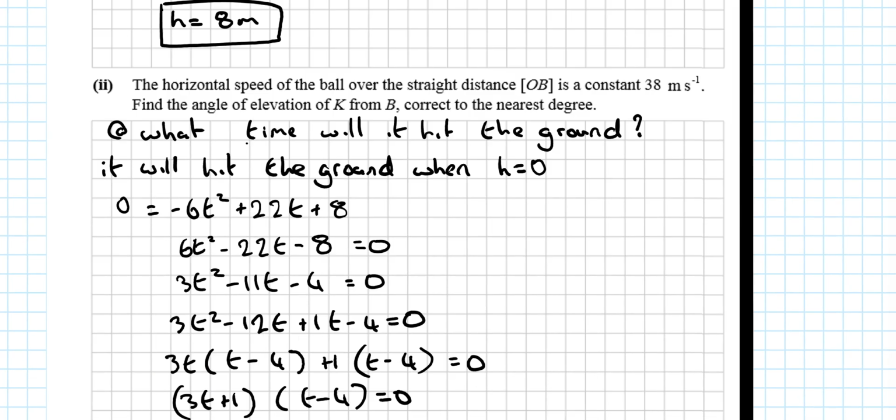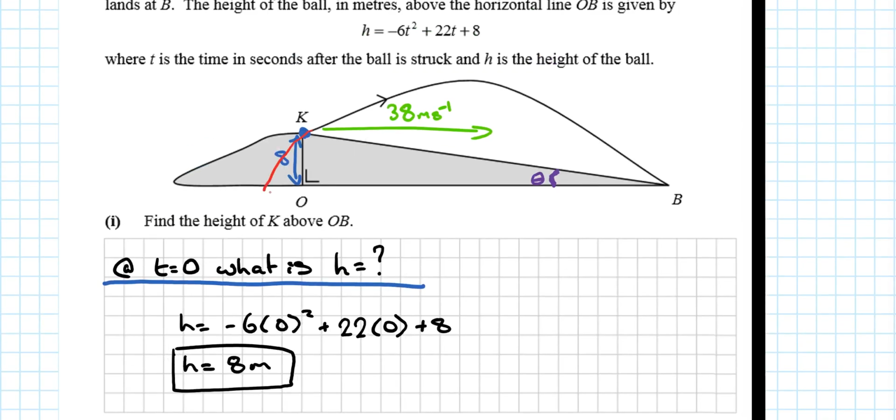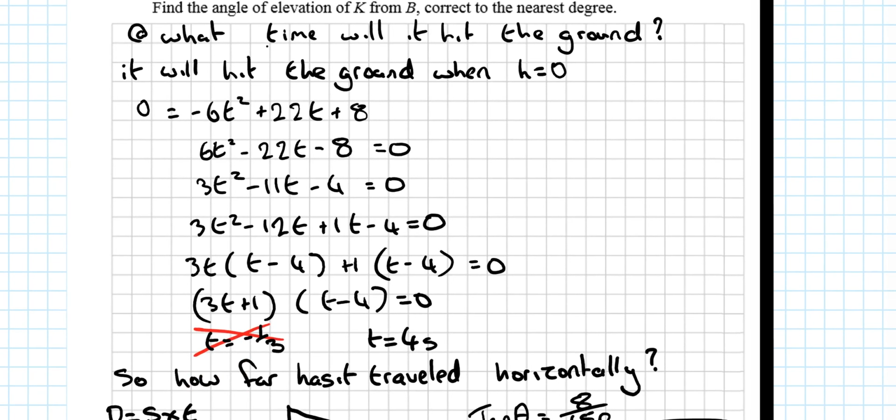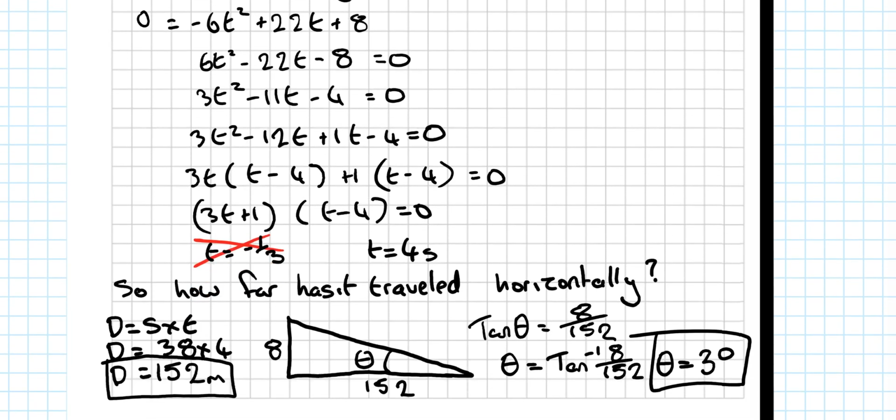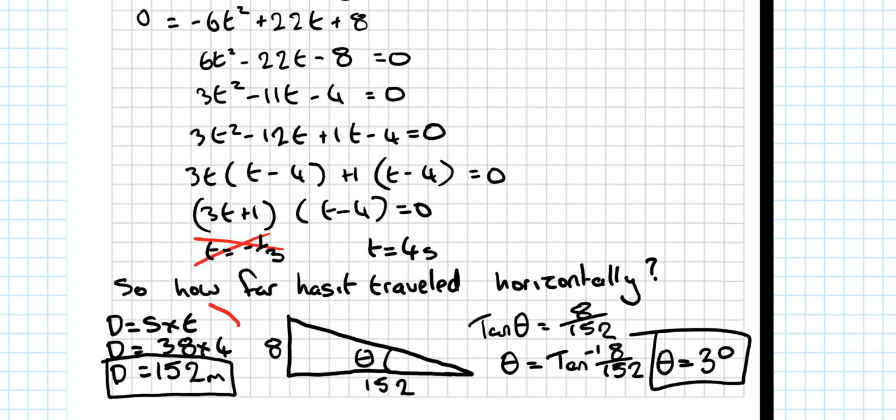We don't care about the -1/3 situation. -1/3 was all the way back here. We don't care about that. Negative time isn't anything we're worrying about here. So it takes 4/3 seconds to land. So how far has it traveled horizontally? Remember, the 38 was just its horizontal speed. So it's 38 times 4/3 to see how far it has traveled horizontally. We now know how far it's traveled horizontally and how far it has traveled vertically. With that information, and knowing this is a right angle, we can use tan to find the angle of elevation here, the 3 degrees.